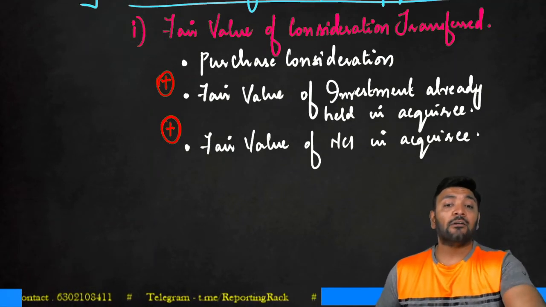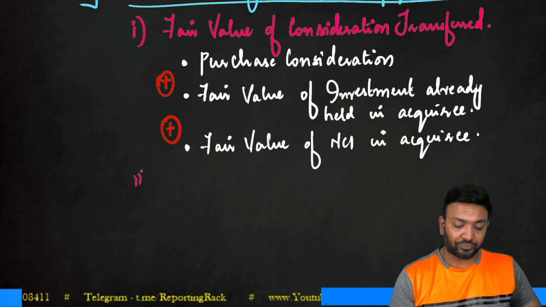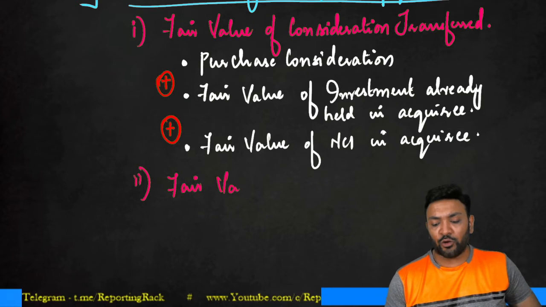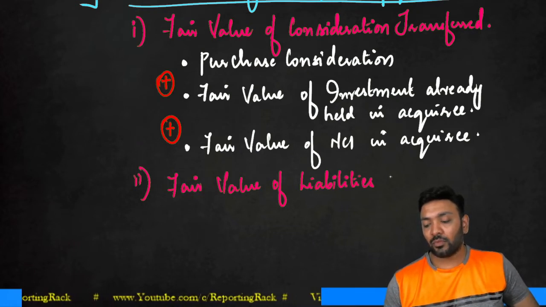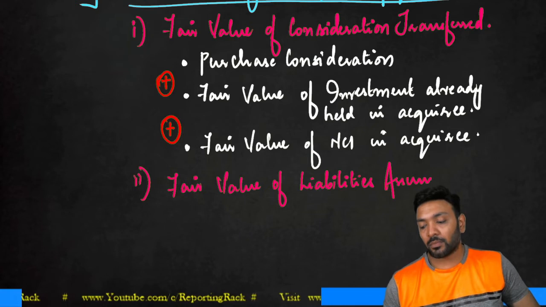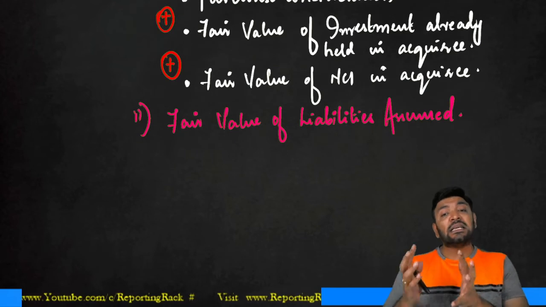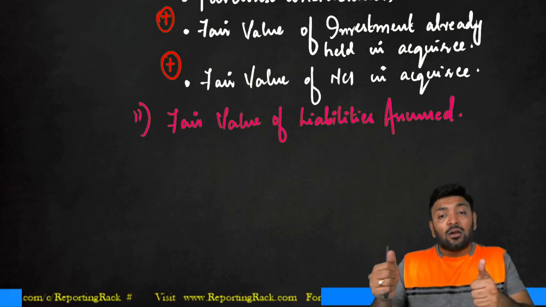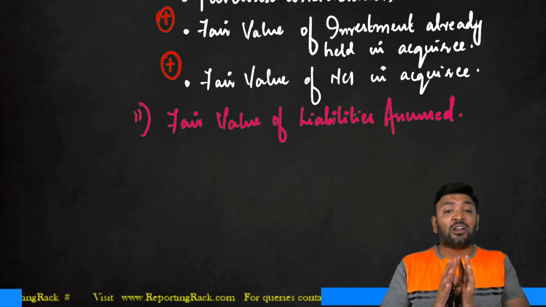What is the second part? Fair value of liabilities assumed. What do you mean by fair value of liabilities assumed? That means these liabilities are also being taken over. The acquirer is not just taking over assets, but also taking over liabilities as well. In such cases, we'll call it fair value of liabilities assumed.